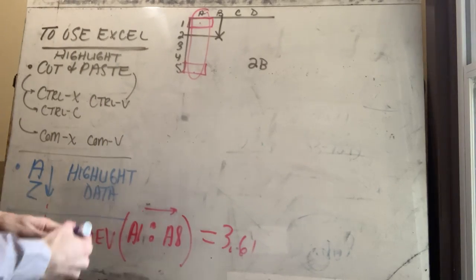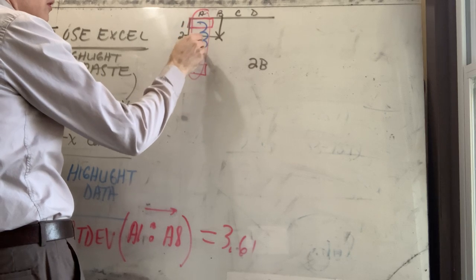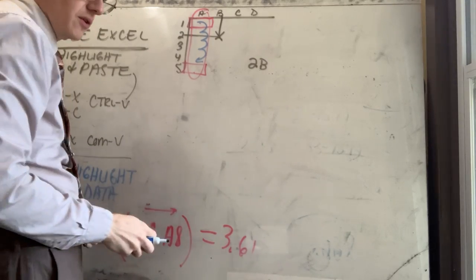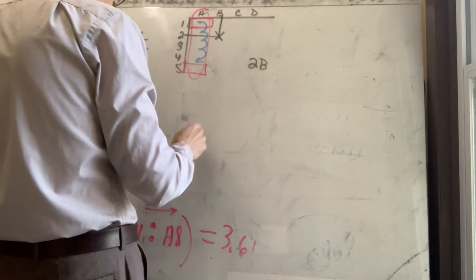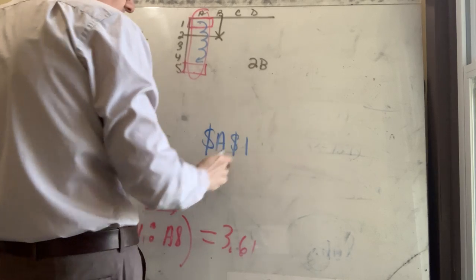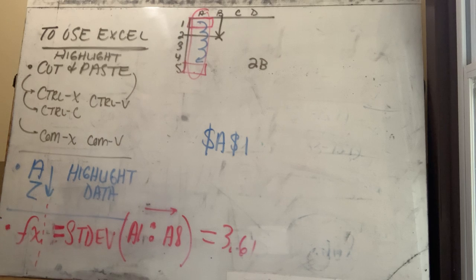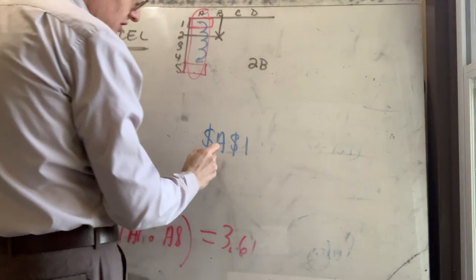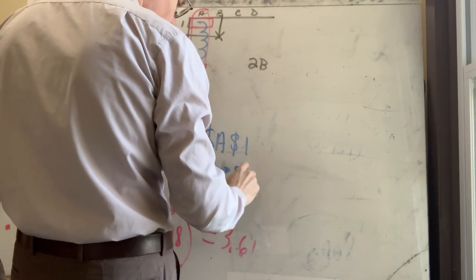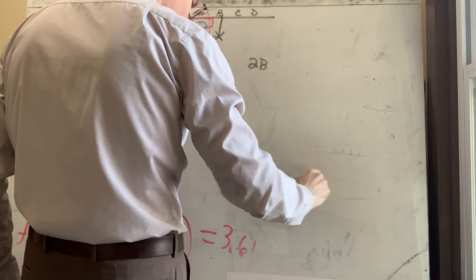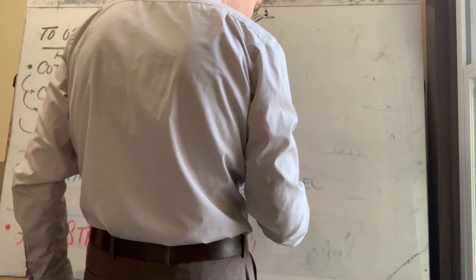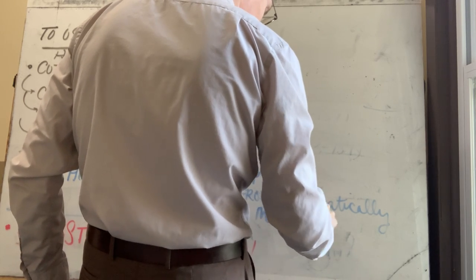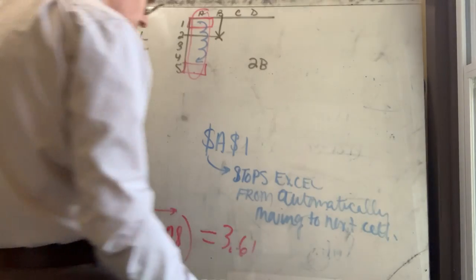I'll add this. Excel has a tendency to skip automatically to the next cell in a column. If you want to freeze the data value from which the calculation is drawing, you would put a dollar sign in front of the coordinate ordered pairs. If you just put that, it basically stops Excel from moving. Okay, that is sometimes handy.